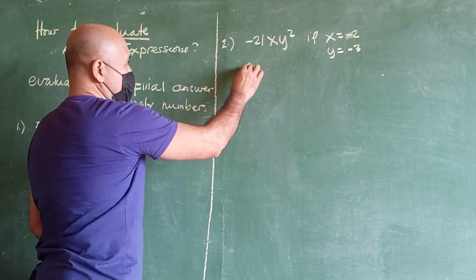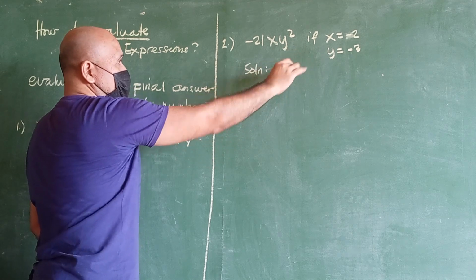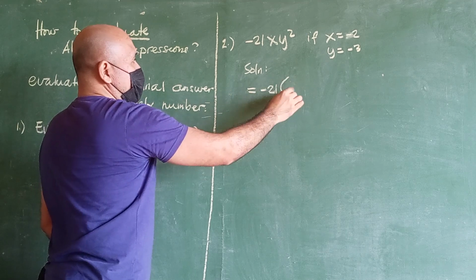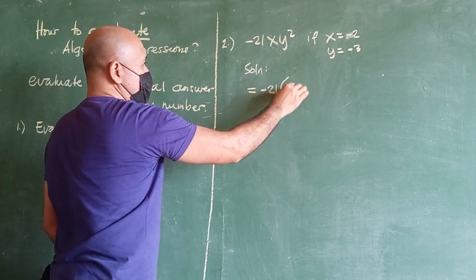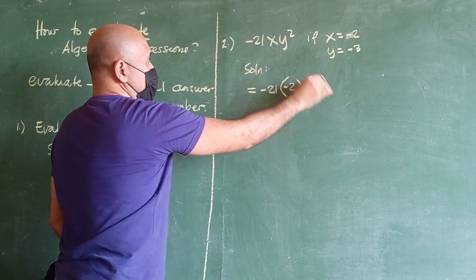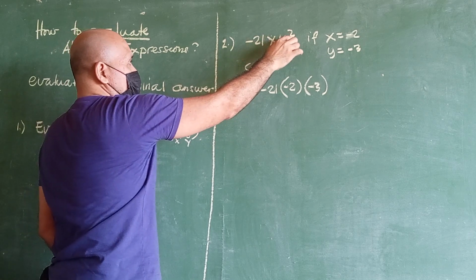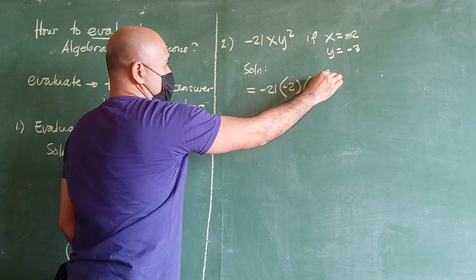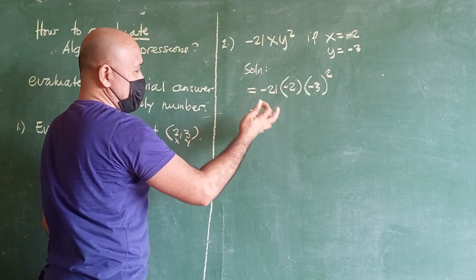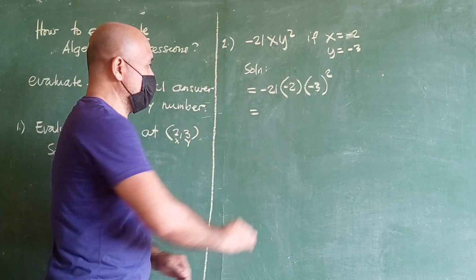Again, in your solution, you just have to substitute the given values of x and y. So this will become negative 21 times your x, which is negative 2, and your y, which is negative 3. Since y here has 2 as an exponent, you have to include that here, so you have negative 3 raised to a power of 2. And then after substituting, you proceed to the operation, which is multiplication.